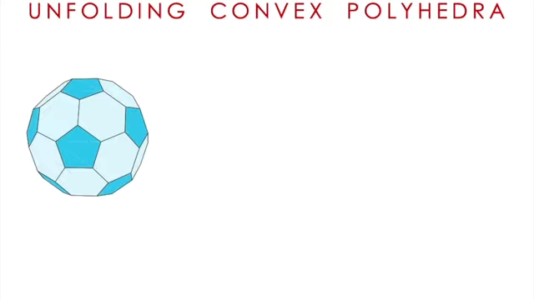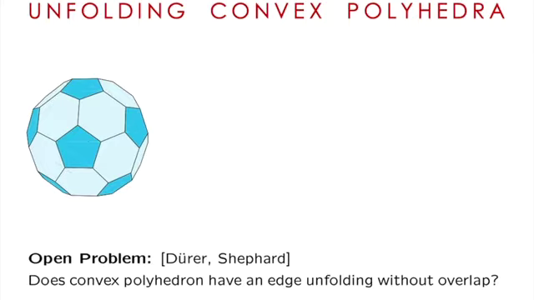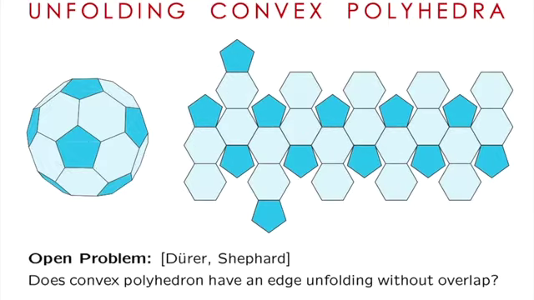So given a convex polyhedron like this, like the soccer ball, there's an open problem motivated by Dürer, made clear by Shepard, which asks, does every convex polyhedron have an edge unfolding without overlap? In other words, can you cut along certain edges of this polyhedron, unfold it, lay it flat on the plane so that the faces don't overlap? So here's one possible unfolding of this polyhedron. So the question is, can you do this for every polyhedron imaginable? And surprisingly and wonderfully, this problem remains absolutely open.